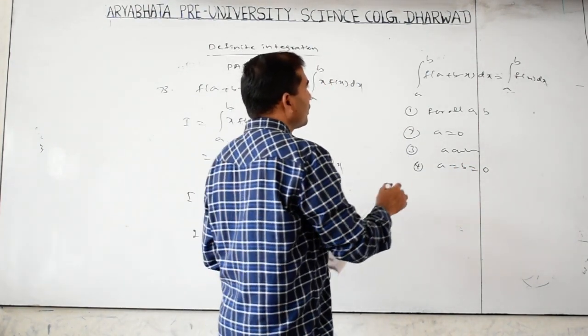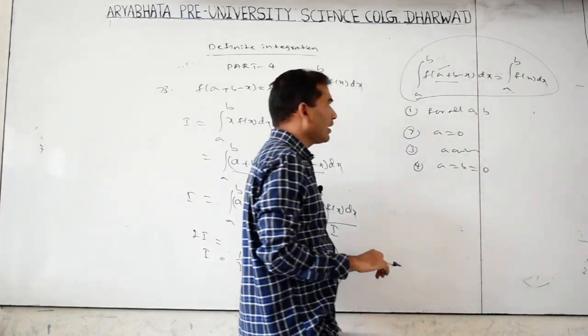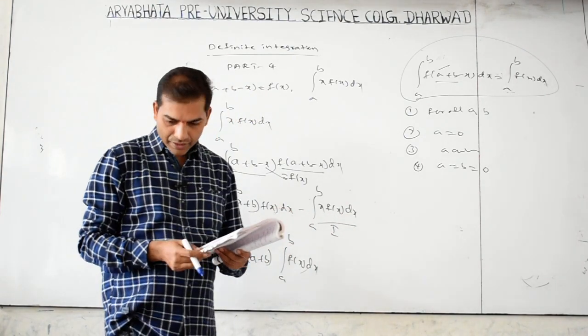Okay, it's true for all the values of a and b. It is a property, so it's true for all the values of a and b, any real number it is.